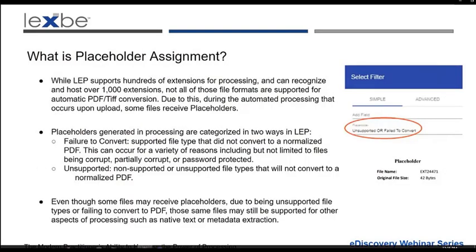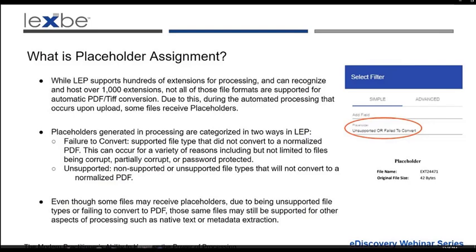In addition to hash values being assigned to native files in the automated upload process, placeholders can also be assigned. Placeholders can be created and associated with files for a number of reasons in eDiscovery, so it's important to understand why files have placeholders if they are present, and also have an understanding of what that placeholder indicates. While LEP supports hundreds of extensions for processing and can recognize as well as host over 1,000 extensions, not all those file formats are supported for automatic PDF or TIFF conversion. Due to this, during the automated processing that occurs upon upload, some files receive placeholders.